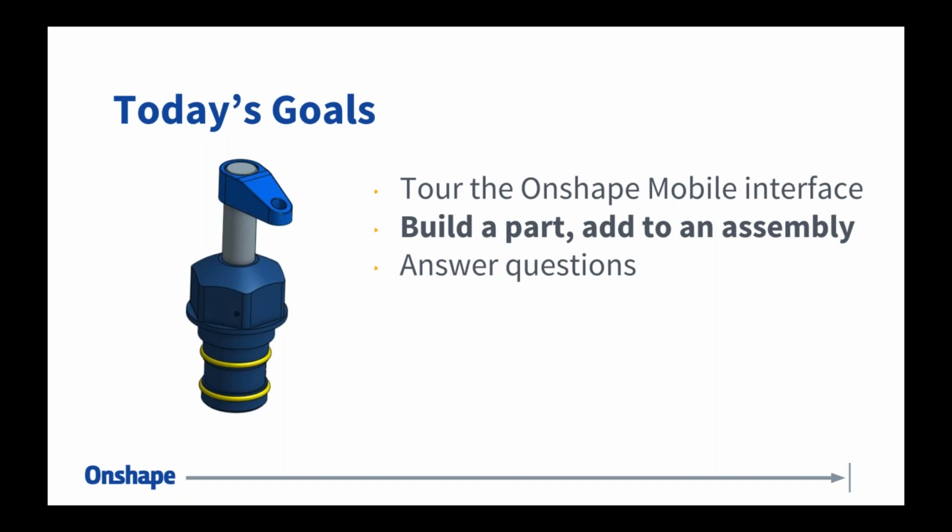All right, so again, as I mentioned, we're going to tour the Onshape interface. That's going to be a big part of this. Build a part, add it to an assembly. Those are the key things that I want to focus on. The sketch tips. How do we create basic geometry, dimension it, create simple features? How do we mate parts together in an assembly? And what are some tips and tricks to getting those things done on mobile? Now, again, feel free to ask any questions, and I'll do my best to answer them.